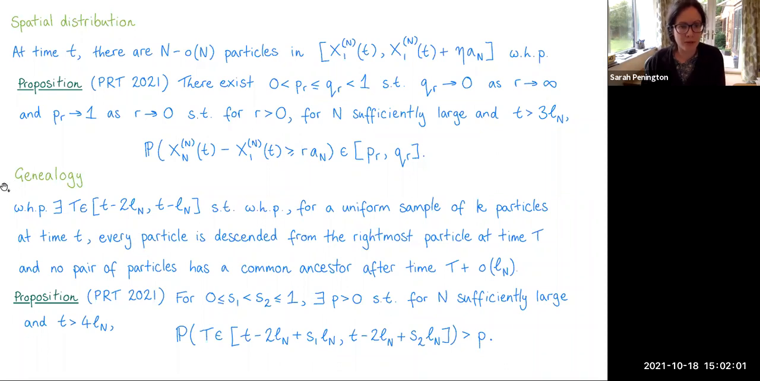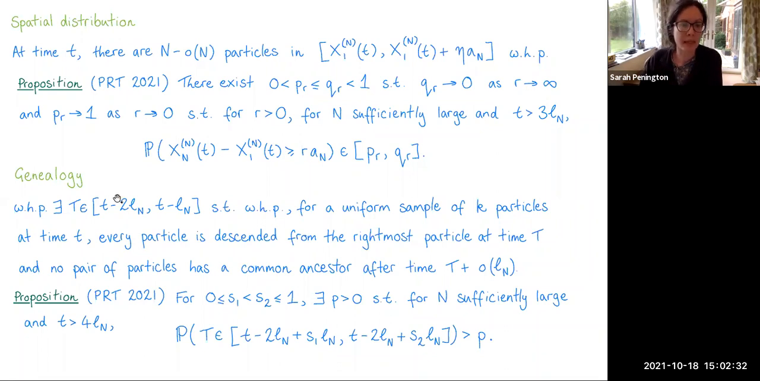And then another result about the genealogy. Again, I'm reminding you of what our main result said. It said that with high probability, there's a random time capital T between t minus 2ln and t minus ln, such that with high probability, if we take a uniform sample of k particles at time t, then every particle is descended from a single particle at time capital T, and no pair of particles has a common ancestor after time capital T plus something that's little o of ln.